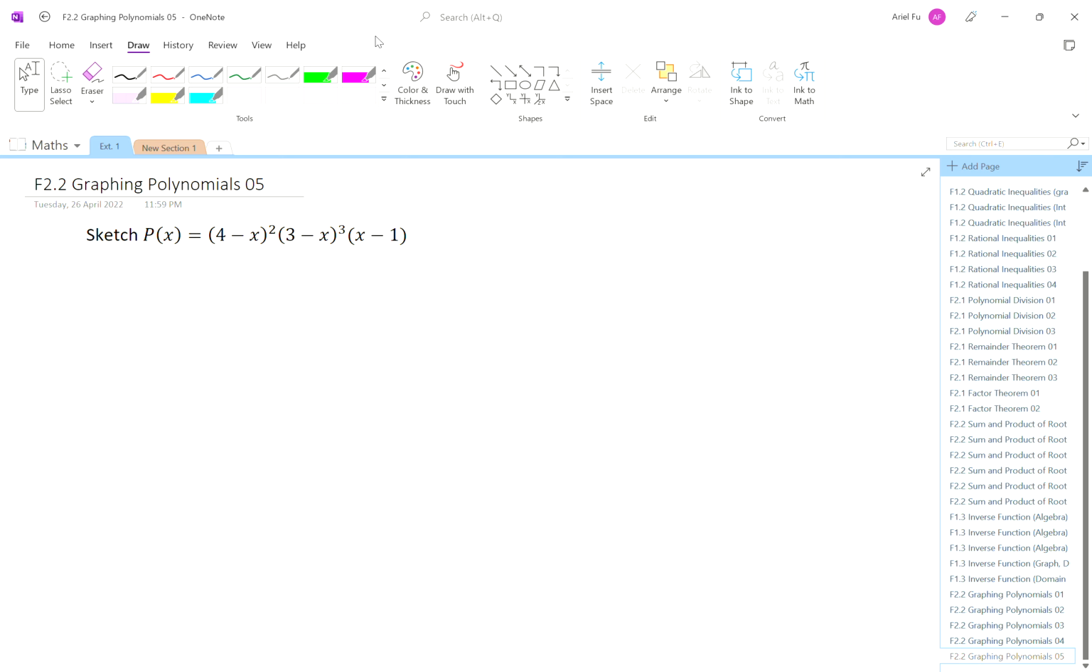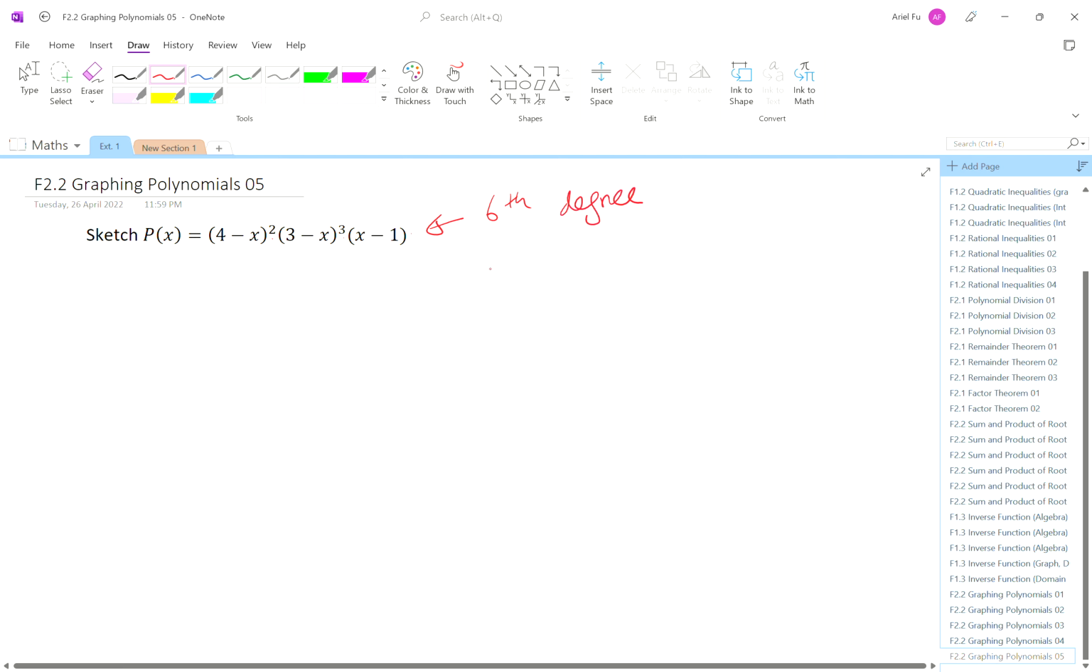Let's do one more polynomial sketching. If you look at this polynomial, first we need to decide what degree it is. I can see two x's here, three x's here, and a single x here, so I know this is a 6th degree polynomial. Now I need to figure out what about a? I need to know what sign a is.